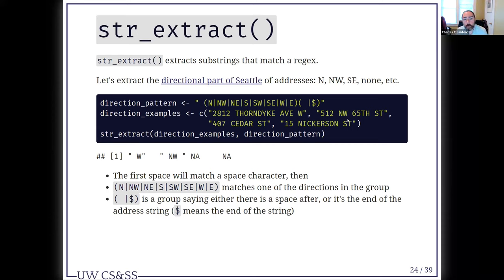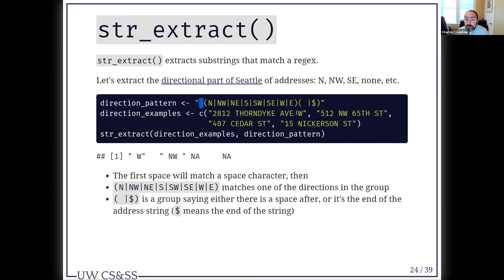So what we're going to do is this direction pattern here. The way regular expressions work is you have to come up with a little bit of logic. I look at 2812 Thorndike Avenue West and 512 Northwest 65th Street, and I look at what this West and this Northwest have in common. The first thing I see is that both are preceded by a space. Every directional in the data set will always be preceded by a space because no address begins with a directional. That's useful information, so my pattern always begins with a space.